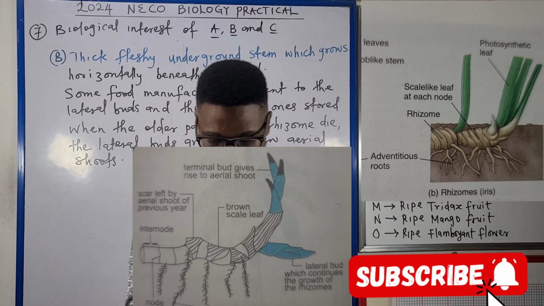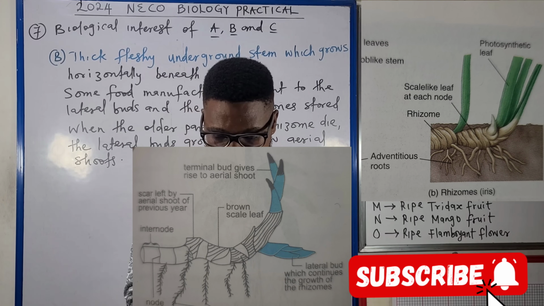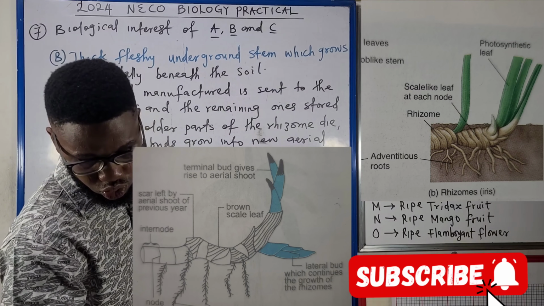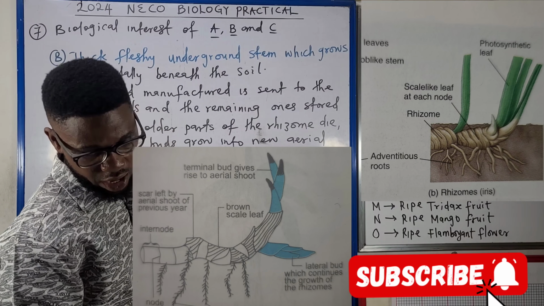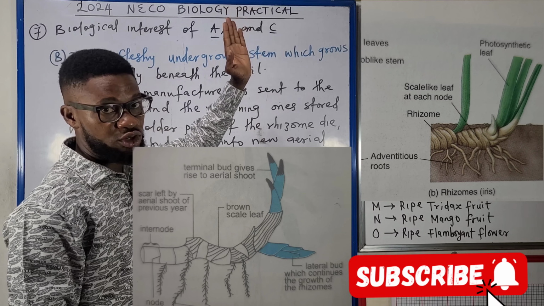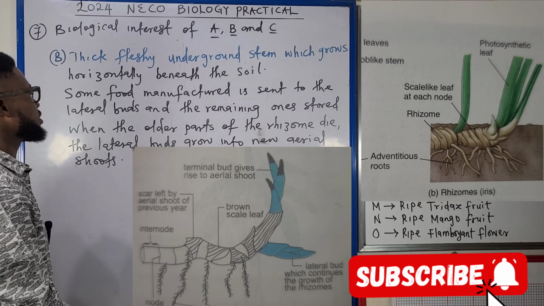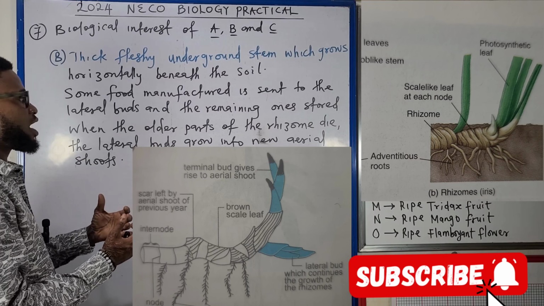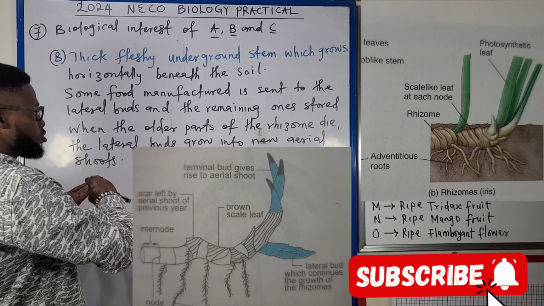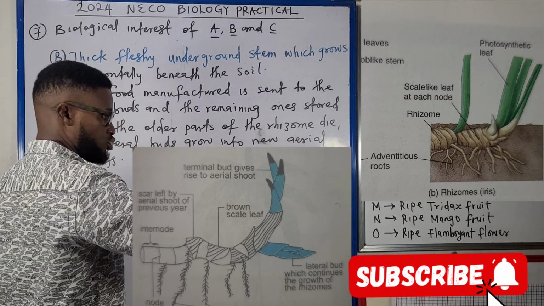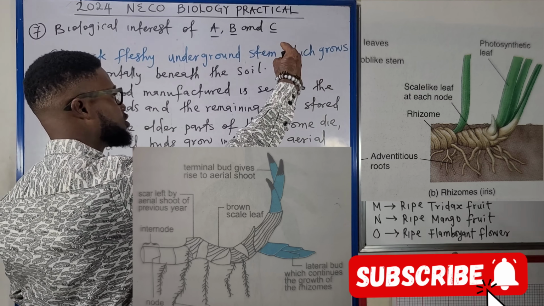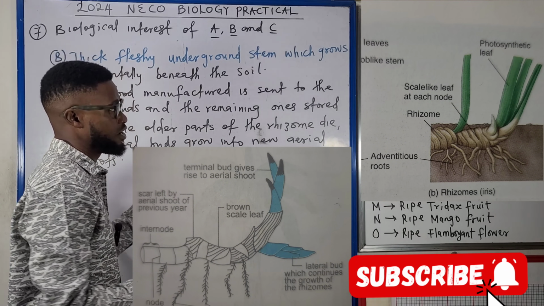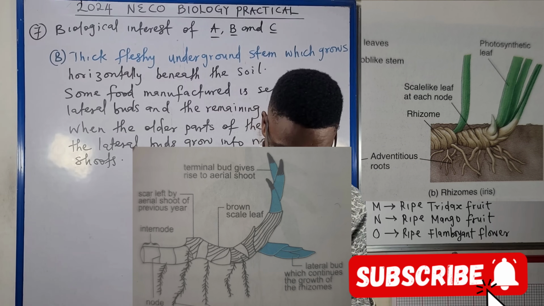Now, some of the food is going to be sent to the lateral bud, and that lateral bud continues to grow the rhizome. You can see the lateral bud which continues the growth of the rhizome. The terminal bud is growing into the aerial shoot. So some food manufactured is sent to the lateral bud and the remaining is stored. Now, when the older part of the rhizome dies, the lateral buds continue to grow. You understand? They continue to grow horizontally until they give rise to another aerial shoot. That is what is of biological interest as far as specimen B, ginger rhizome, is concerned.